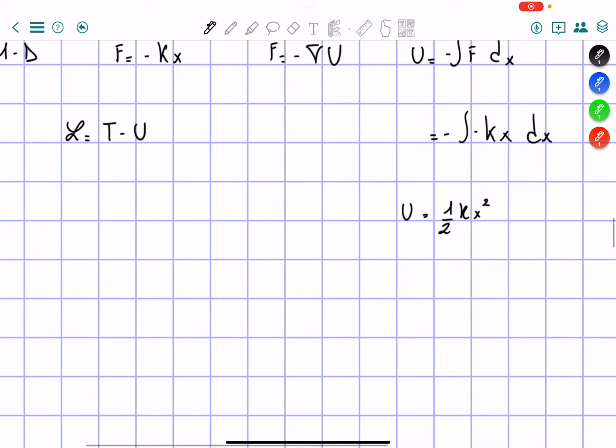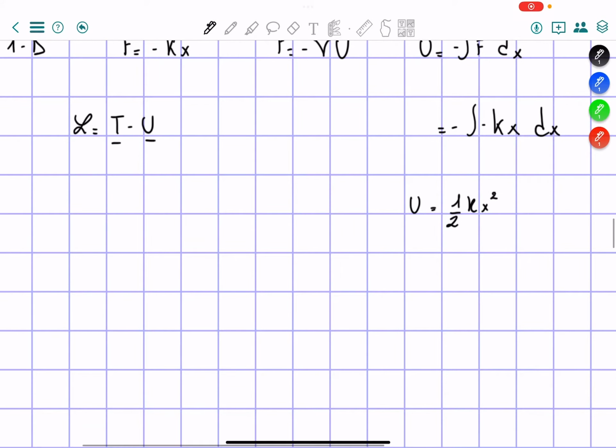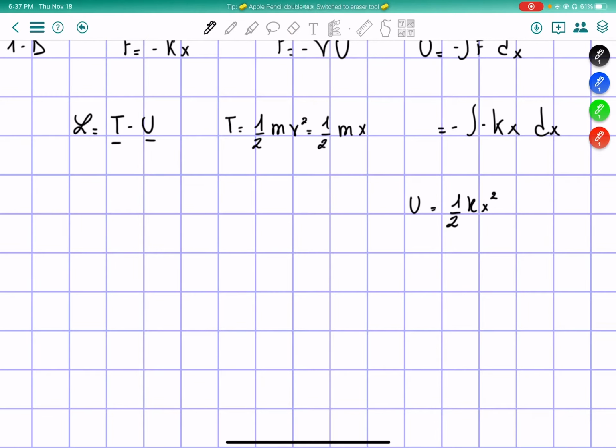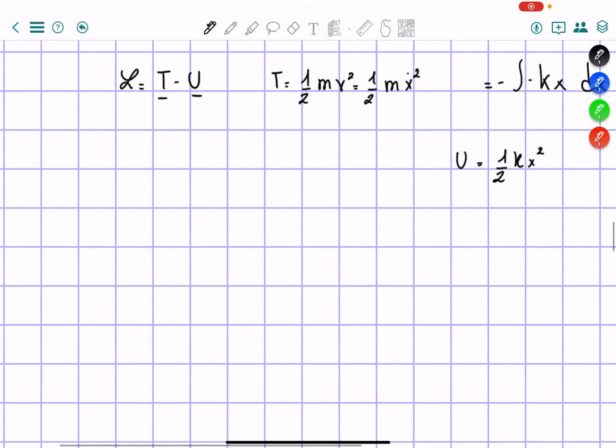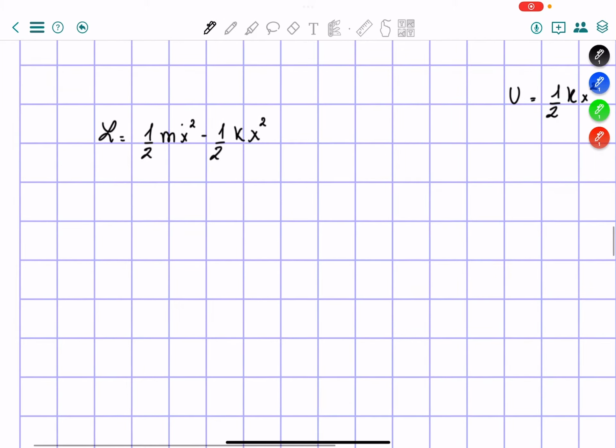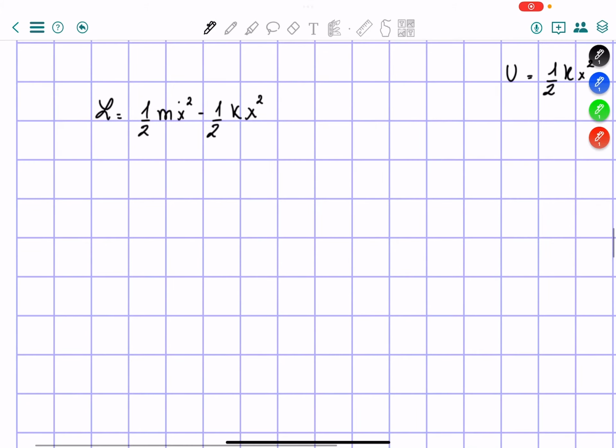So let's go back and put it inside here. Of course, T is always going to be equal to 1/2 mv squared, which is equal to 1/2 m x dot squared. So the Lagrangian is going to be equal to 1/2 m x dot squared minus 1/2 kx squared. So now we have to put it in our formula.